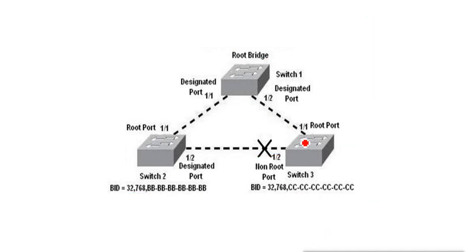So this is the root bridge now, and these other switches, switch 2 and switch 3, are now non-root bridges. Now what will they do? They will find the shortest way to reach the root bridge so that they can get the information from the root bridge. So how will they do that? They will get the shortest path by the BPDUs sent by the root bridge.